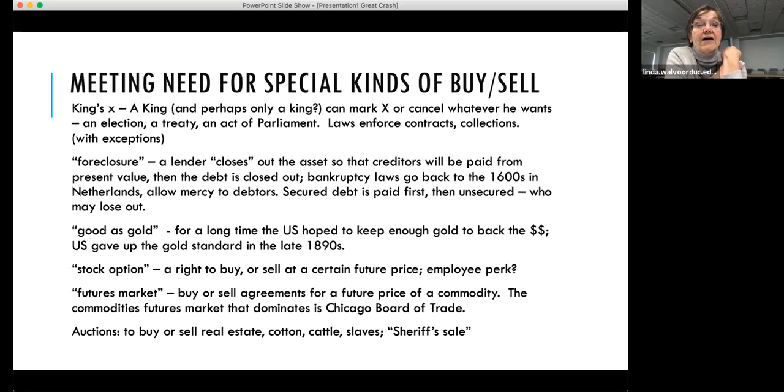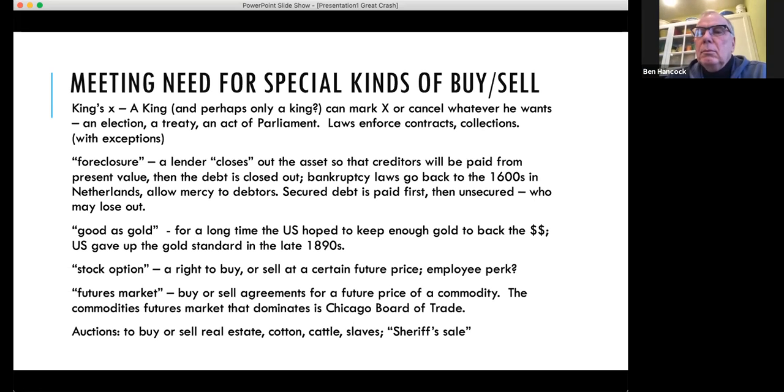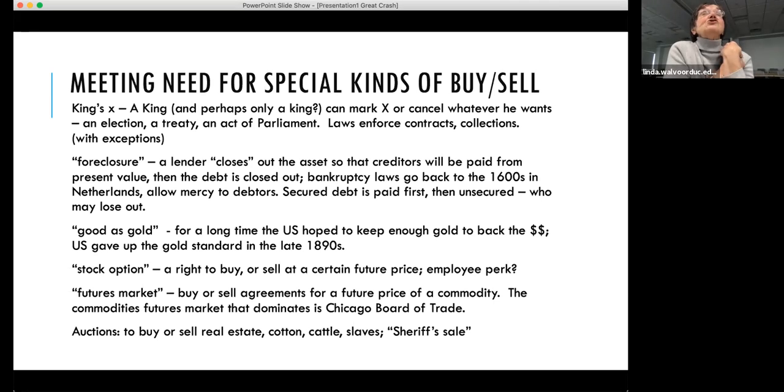Good as gold, we know that phrase. Up until the late 1800s, the United States tried to maintain a gold reserve that was sufficient to cover all of its currency, but that became hopeless after that time because of the growth of the economy.